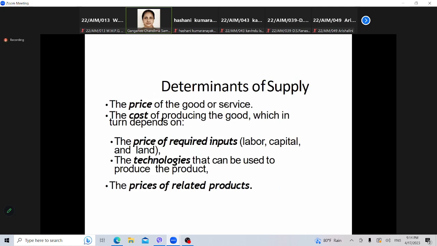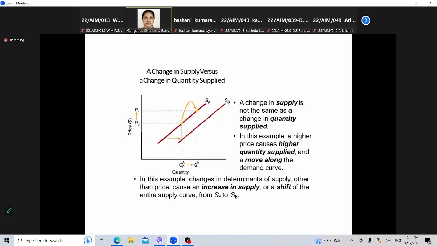Price, cost of producing goods, price of required inputs, because we need labor, capital, land, all factors of production, and technologies, as well as prices of related goods. The same way, we can see a change in supply when the supply shifted from SA to SB. You can see the price increases, supply shifted, and quantity supplied also increased. So a change in supply is not the same as a change in quantity supplied. You can understand this clearly.